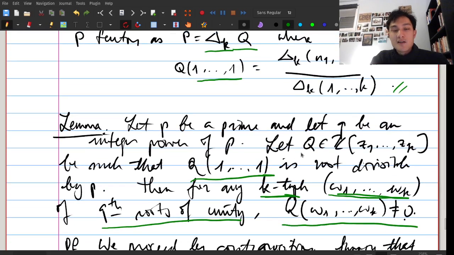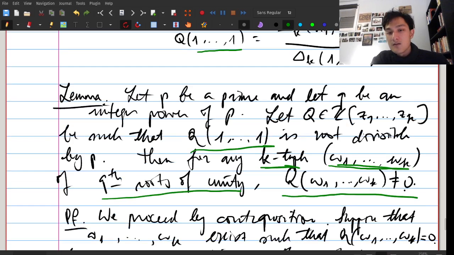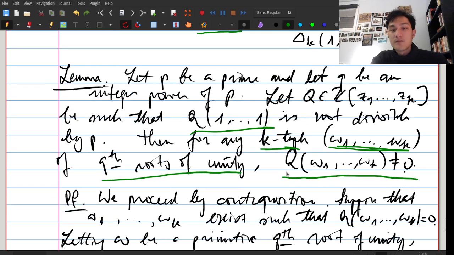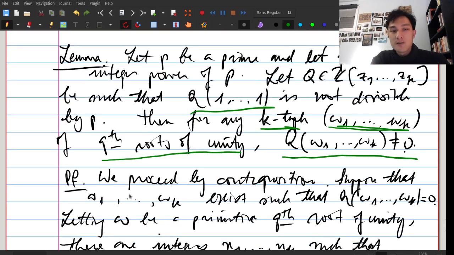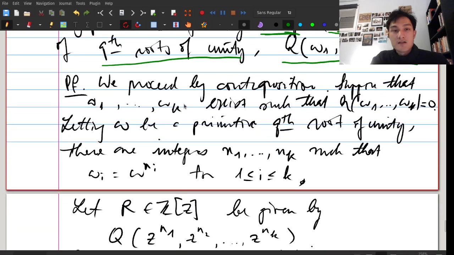So this is a statement that if something is not divisible by p, then some other polynomial is nonzero: if q evaluated at 1s is not divisible by p, then q evaluated at any roots of unity is non-zero. We're going to prove the contrapositive though. So we proceed by contraposition. We're going to prove that if q is 0 on some roots of unity, then q evaluated at all 1s must be divisible by p.